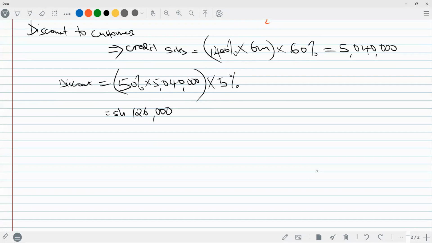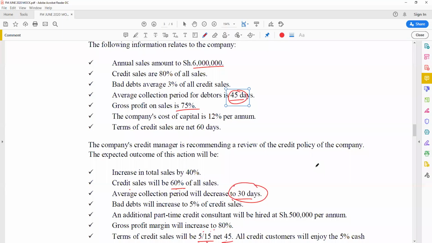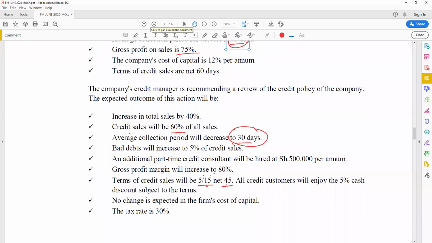Therefore here you can have a finance cost saving. I'm not sure it's going to be a saving, but let's see. Currently, we determine how much we invest, what is the receivables investment. Currently the customer pays in day 45, so it'll be 45 days out of how many days do we use in this example? Let me go to the question.